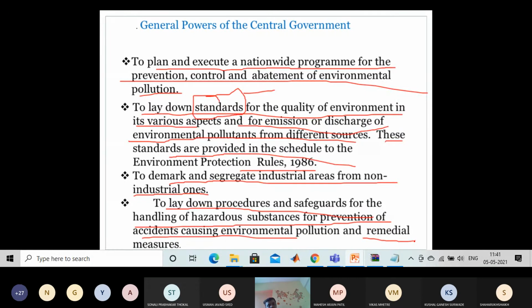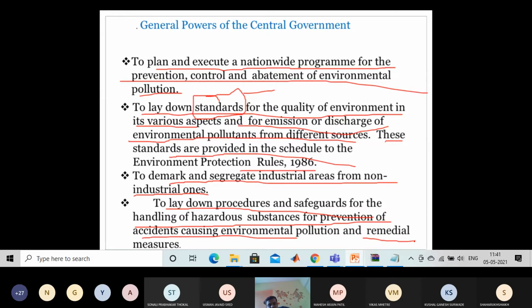So, lay down the procedure and safeguards for handling hazardous substances, for prevention of accidents causing environmental pollution, and you also have to provide remedial measures regarding these hazardous substances. Now these are some general powers of the central government. First is what? Plan, execute, and coordinate with the state and other authorities. Then lay down the standards by experts, considering the environmental conditions available in that particular country, and we can make changes accordingly. Next one is what? Demarcate or segregate the industrial area from other areas, so that it is very easy to treat and handle the particular environmental pollution problem.